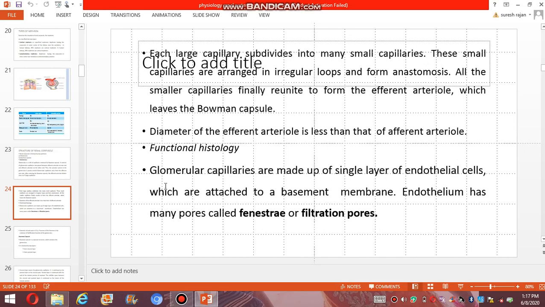The glomerular capillaries are made up of a single layer of endothelial cells, and a basement membrane is attached to this single layer. The endothelium has many pores, called fenestrae or filtration pores.